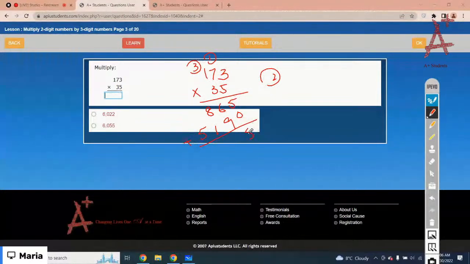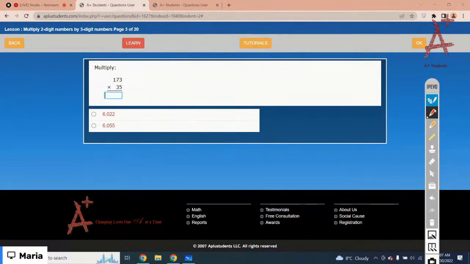Just add them. 5 plus 0 is 5. 9 plus 6 is 15. 5 and 1 carry. 8 and 1, 9 and 1, 10. 0 and 1 carry. And 5 and 1, 6. So that would be 6,055. Got it? 173 times 35 is 6,055. Got it, everyone? So just select the correct option. Number 2 is the correct option. Just select the correct option, then click on the OK button.